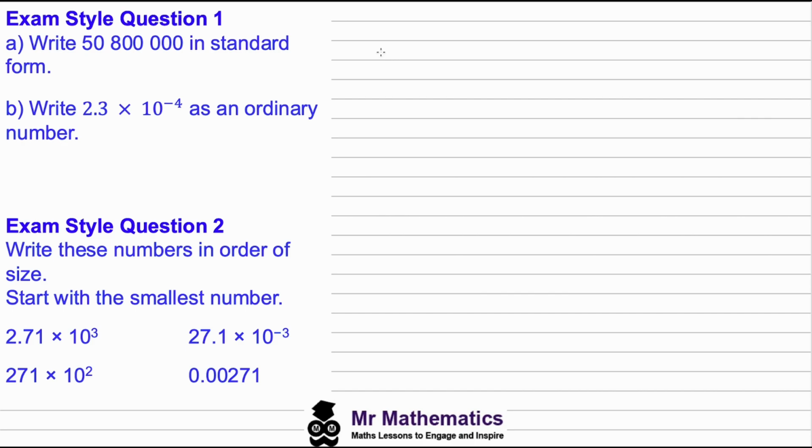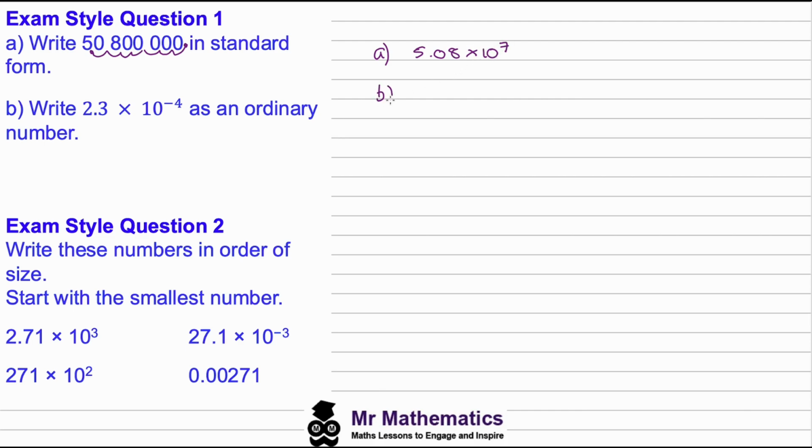Okay, so welcome back if you had a go. So for question A, the decimal point is currently here, and we need to move it in front of a 5. So we're going to move it 1, 2, 3, 4, 5, 6, 7. So this will be 5.08 times 10 to the power of 7.